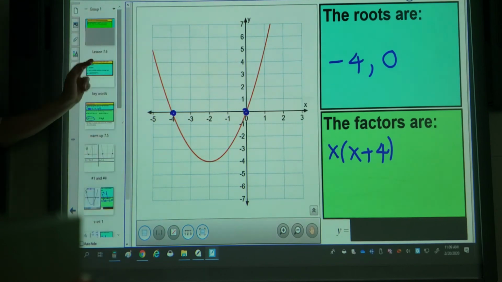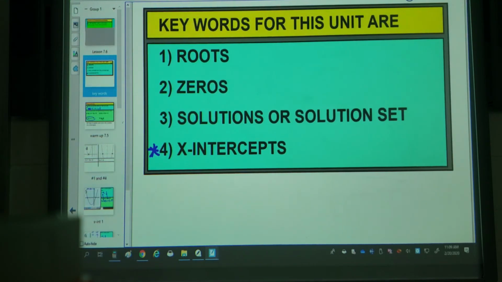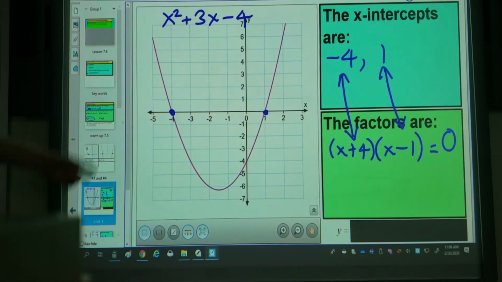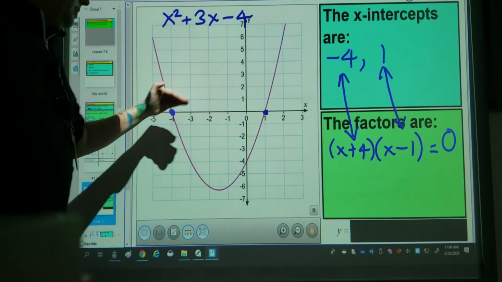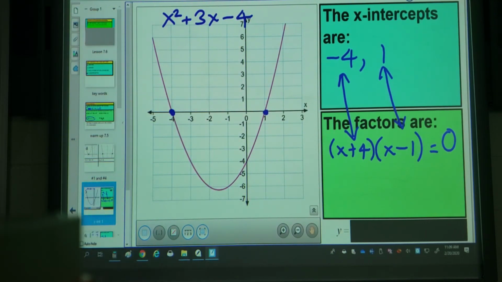So just to go back to the start, make sure you remember these words, make sure you know that they're all the same. If they don't give you a graph, go ahead, use your graphing calculator, use Desmos, type them in so you can see a picture, and once you see a picture, it's as easy as just looking where they cross on the x-axis.